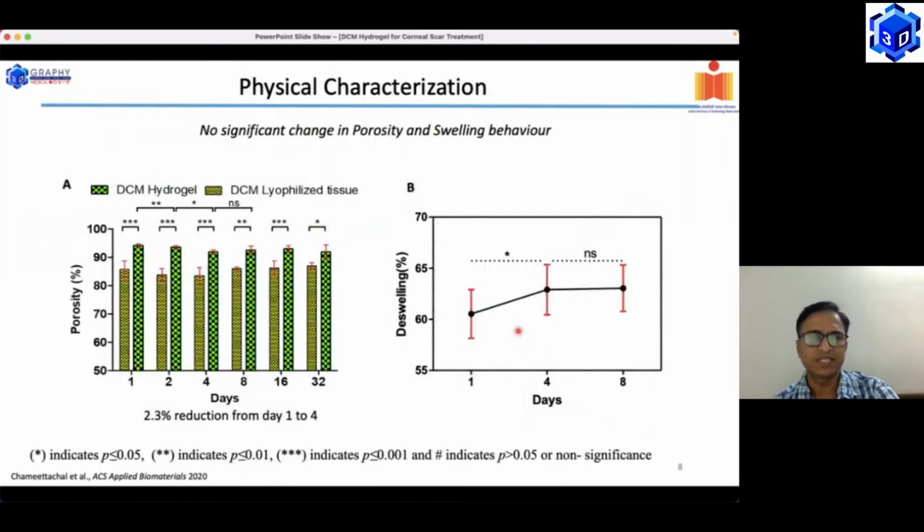They have done various other characterizations, like the physical characterization and the porosity. It has very good porosity. Also, another interesting thing that we have noticed is that when this hydrogel gels and we incubate it in PBS, it doesn't swell, but it deswells. That means it has water, and that water is going out. So we need to consider this when we go for bioprinting.